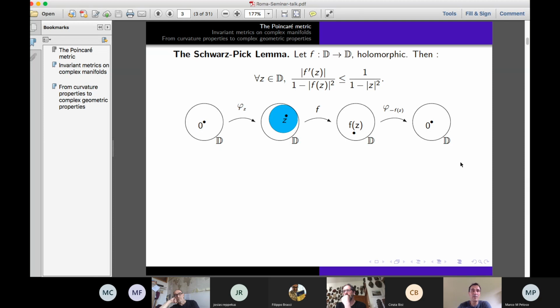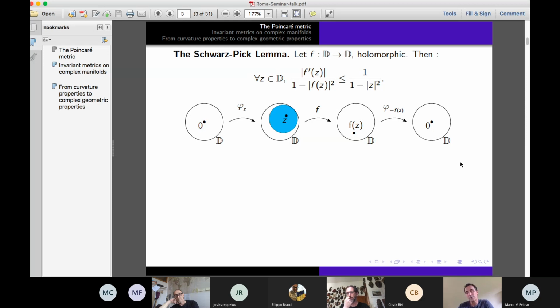So let's start with the Schwarz-Pick Lemma. As you know, if you consider a holomorphic map from the unit disk, D here means the unit disk in C, so if you consider a holomorphic map from D to D, then you have an inequality satisfied by the map F and its derivative. The quotient mod of F prime of Z over 1 minus mod of F(Z) squared is less than 1 over 1 minus mod of Z squared. So this is an inequality, and you can view this really as an analytic inequality. And the proof is very natural, and it's quite easy.